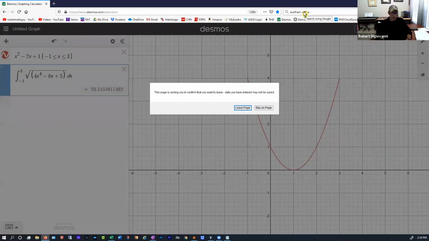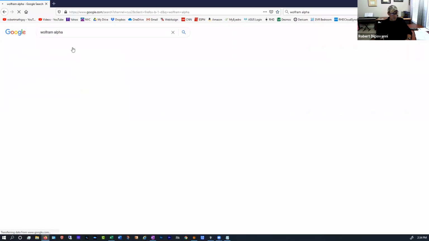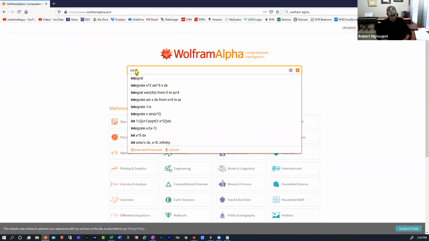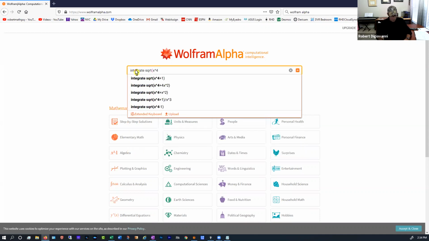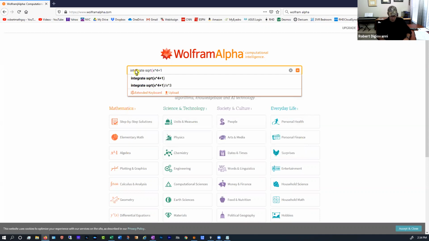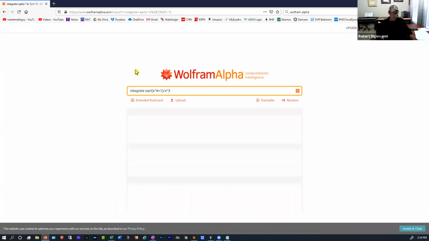Wolfram Alpha. Let's try to integrate. This will tell us whether or not it's really out of reach. Integrate the square root of x to the 4th plus 1, all of that over x cubed. Let's just do that part of it and just see what it does.